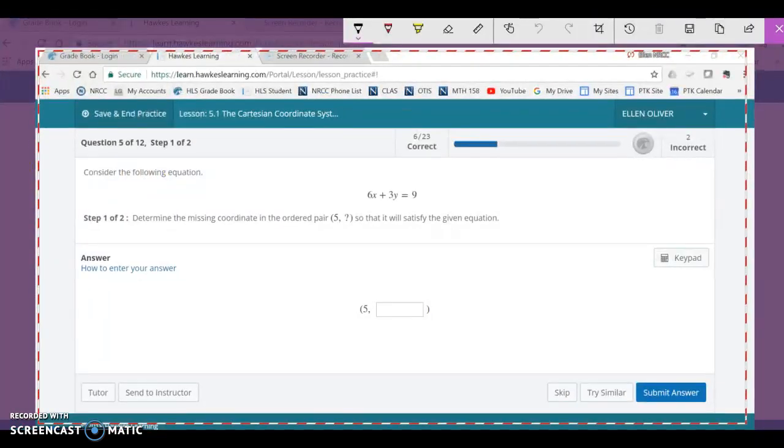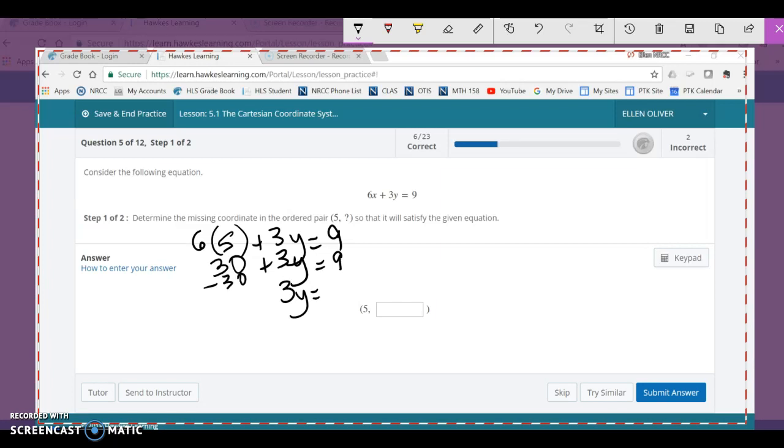5 for x. That's the wrong pin. Okay, so I'm going to have 6 times 5 plus 3y equals 9. So 30 plus 3y equals 9. So 3y equals 9 minus 30. I'm going to subtract 30 from both sides. So that's -21. And y is multiplied by 3, so I divide by 3.